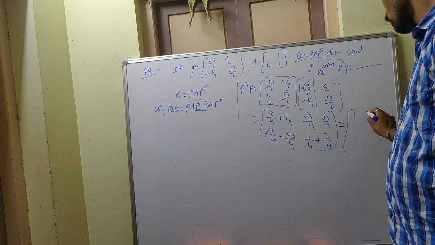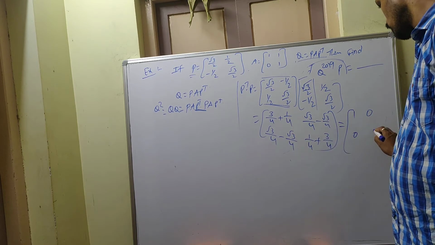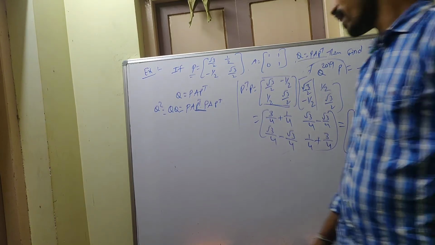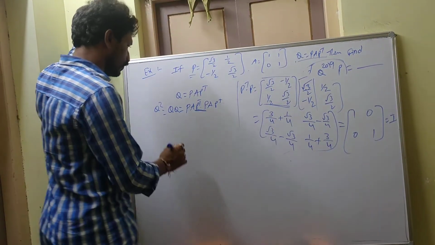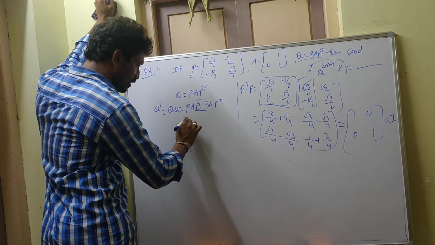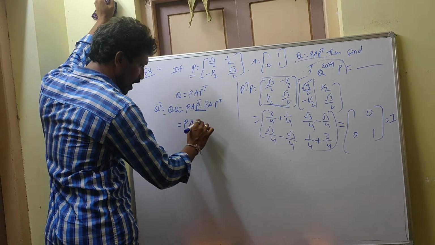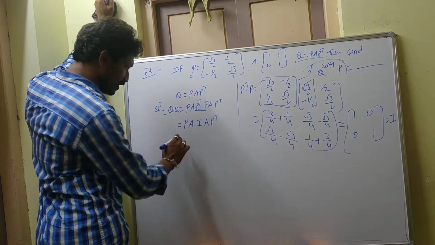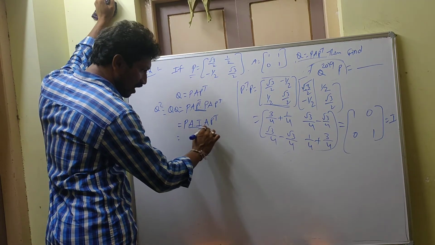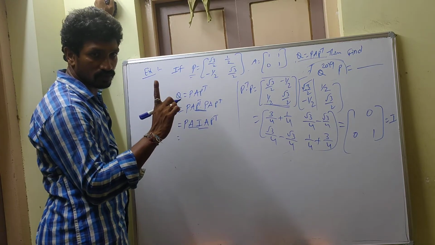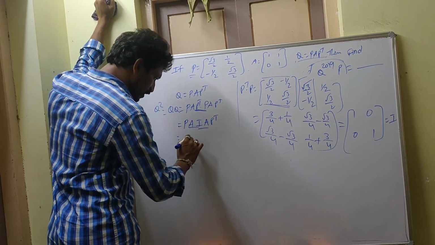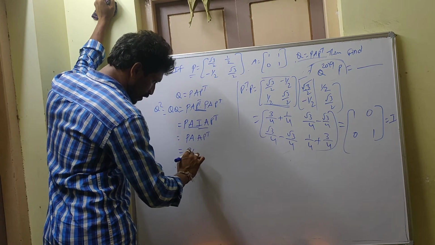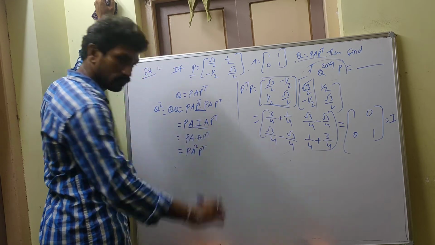Root 3 by 4 minus root 3 by 4, 0. This is 0. This is 1. So this matrix is nothing but I 2 by 2, the unit matrix. Then what can you write here? This is P A into I into A into P transpose. Yes. So either A I or I A becomes A only. So what can I write? This is P A into A into P transpose. This is P A square into P transpose.